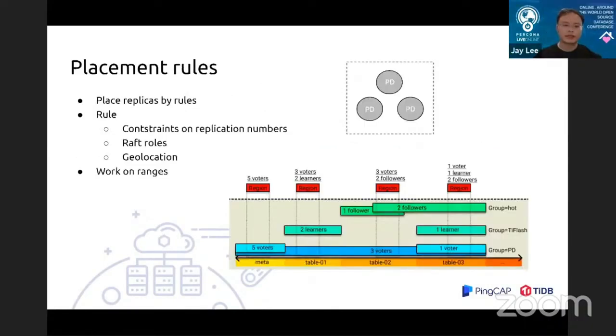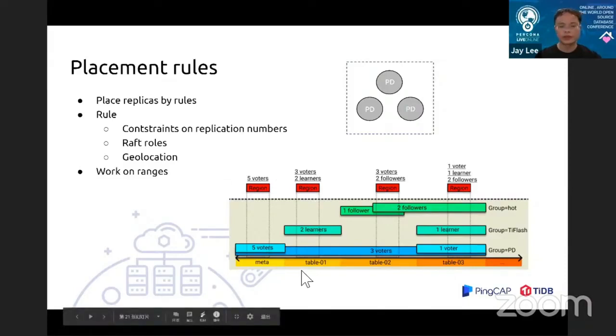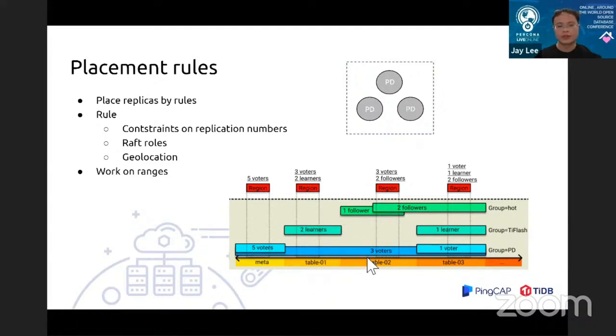Yes. As I just mentioned in the placement rules, it's totally possible to configure different placement rules for different tables. And the placement rules operate on ranges. If you just want to configure table 0, 1 to have 2 followers, and table 2 to have other followers, they will not conflict with each other. They can both operate, and they can both take effect in the placement rules.